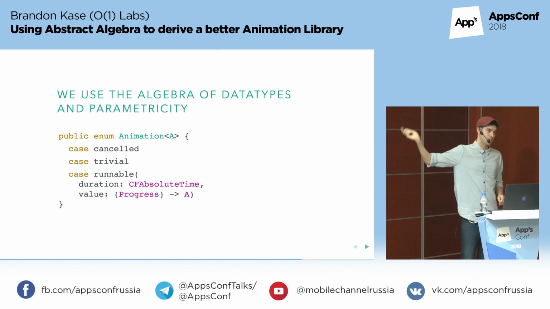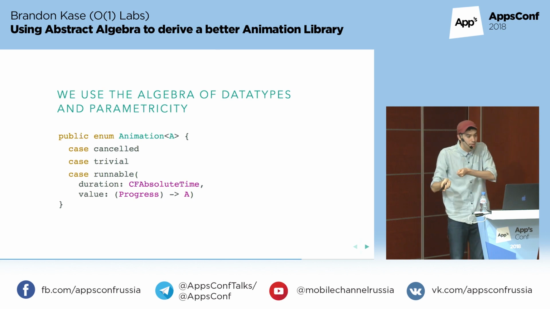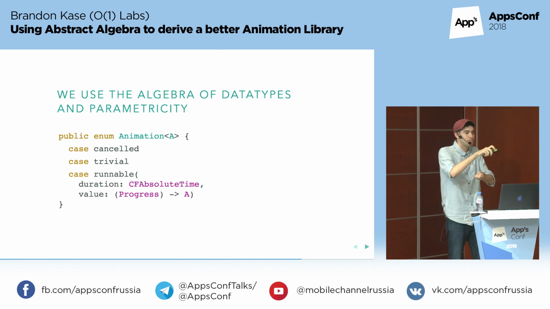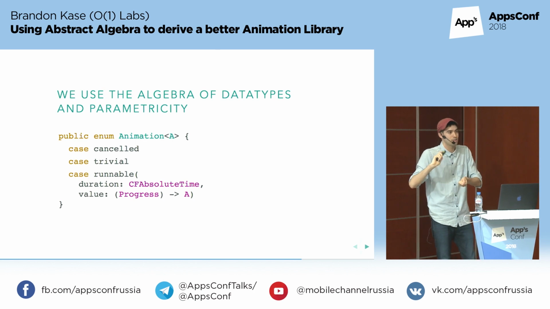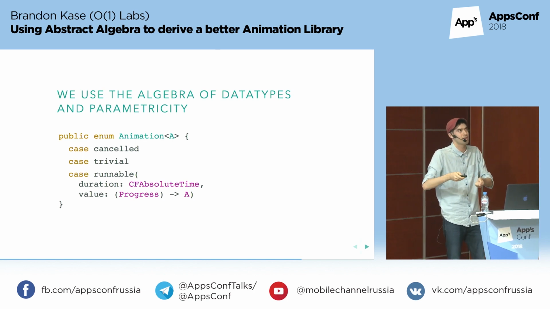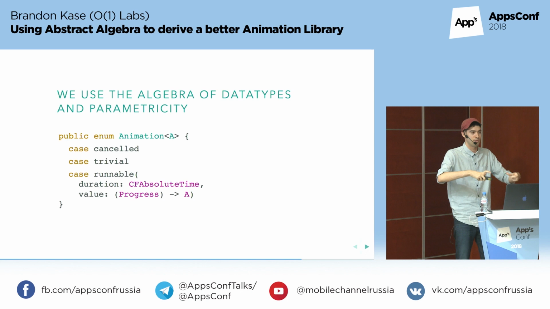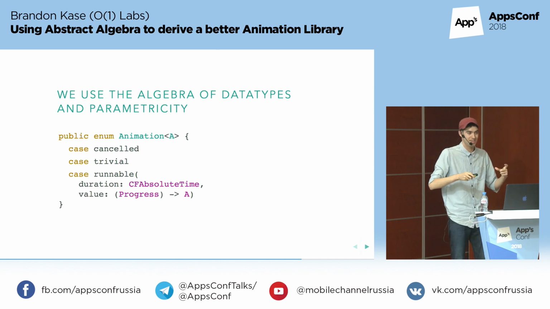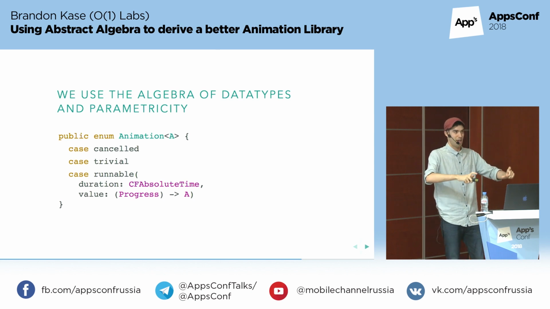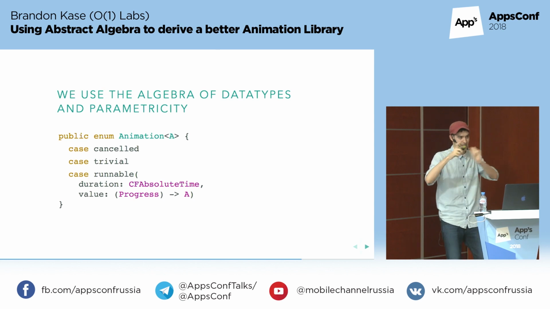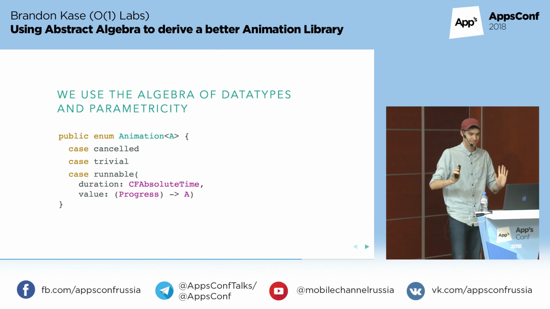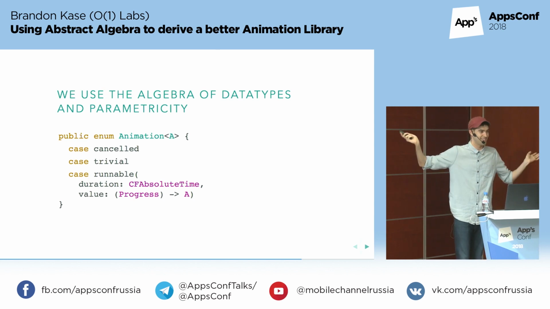On iOS, we can use CF absolute time for this. And it's a value changing over time. Well, that's a function from time to value. But it turns out if you use time as a number from 0 to 1, a floating point number, then it's really useful. So it's a function from 0 to 1 to A. Okay? Cool. Look at that. Isn't that cool? It's like so short.